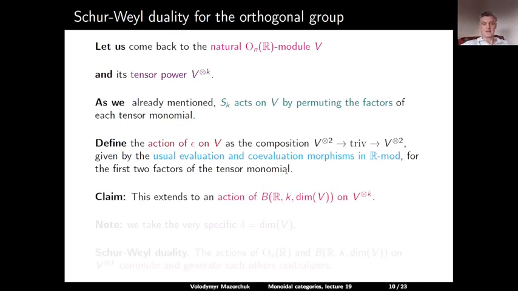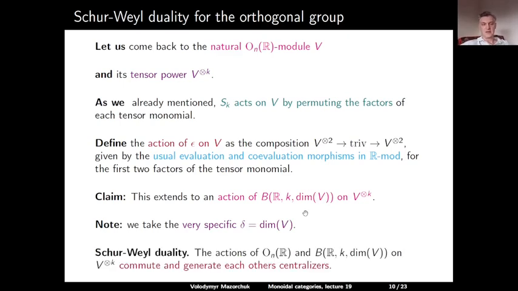One can check that this extends to an action of the Brauer algebra on V to the tensor power k. Note that we don't take an abstract Brauer algebra for some delta, we actually take as delta the dimension of V. So it's a very specific Brauer algebra. And the second version of the Schur-Weyl duality says that the actions of the orthogonal group and of this Brauer algebra on V to the tensor power k commute and generate each other's centralizers.